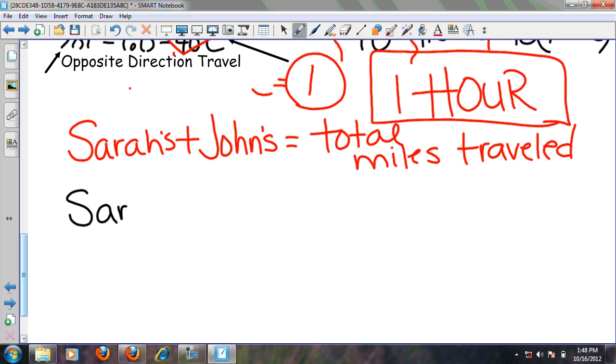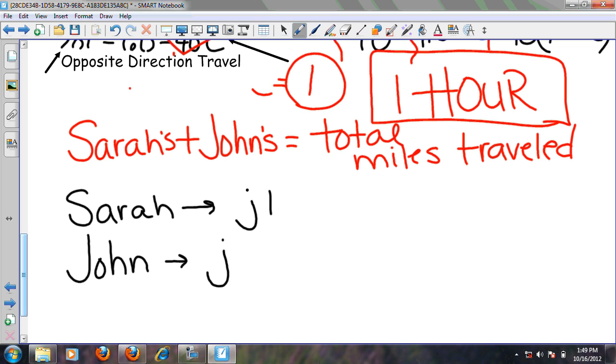Sarah. How fast is Sarah driving? She's driving 12 miles an hour faster than John. Oh, we need to know how fast John is traveling. We don't know. John is traveling J miles per hour. Sarah's driving 12 miles an hour faster. So Sarah is J plus 12. Okay? Now, the time, that's their rate.